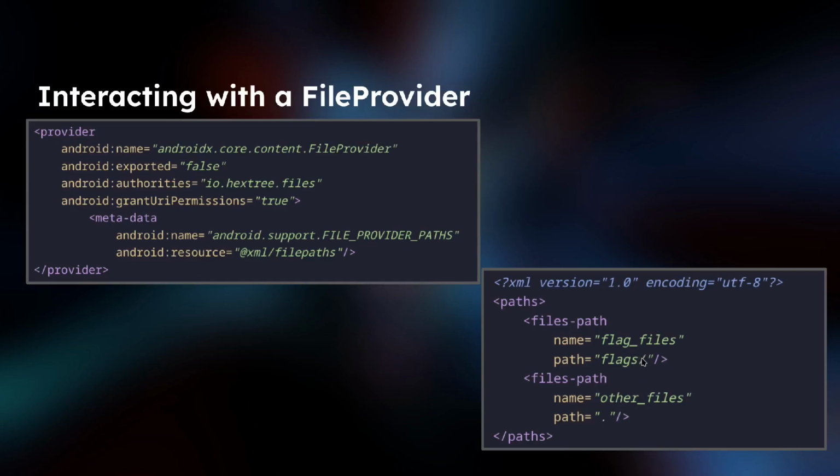So in this case, the file path that this provider has access to, or will give access to, is just flags and then its own directory, which is typically pretty fine, but sometimes that can have worse implications, which we'll talk about.